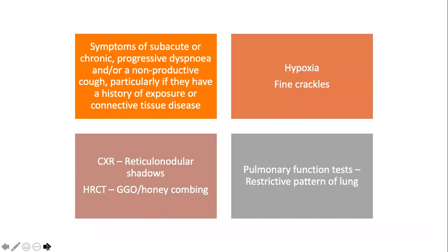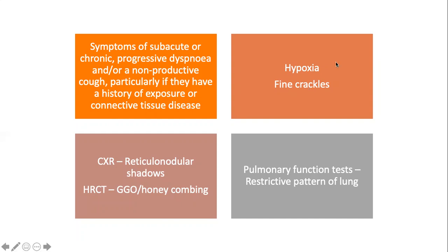So to summarize, we think of an interstitial lung disease in a patient who presents with subacute or chronic progressive dyspnea and/or non-productive cough, particularly if they have a history of exposure or a connective tissue disease. So remember, dyspnea can occur due to various conditions. It's not always due to pathology in the lung. Heart failure can cause dyspnea. But remember interstitial lung disease as one of the differential diagnoses in a patient presenting with progressive dyspnea. And especially think of this if there's a history of exposure or history of connective tissue disease.